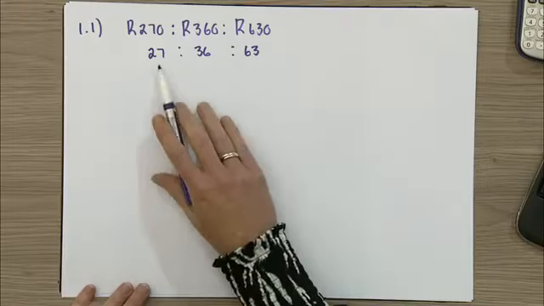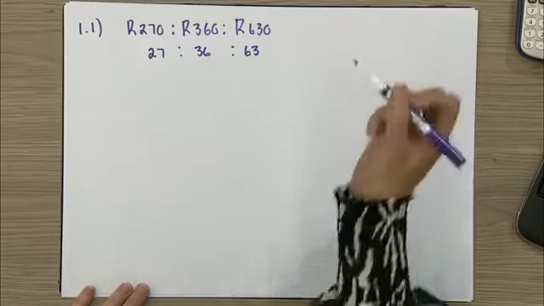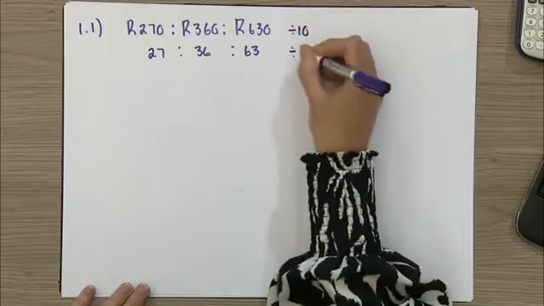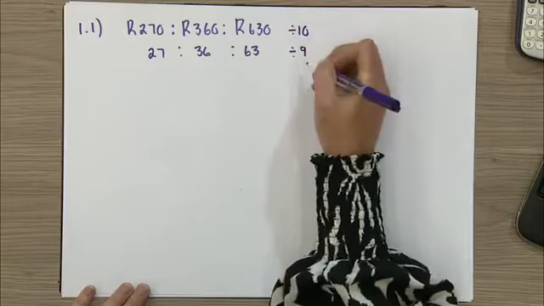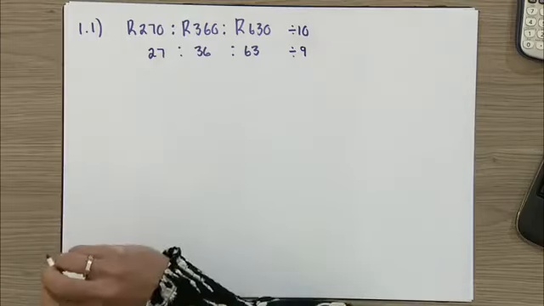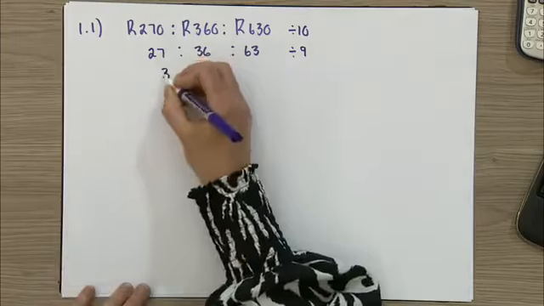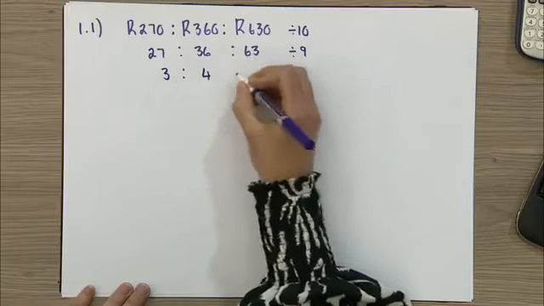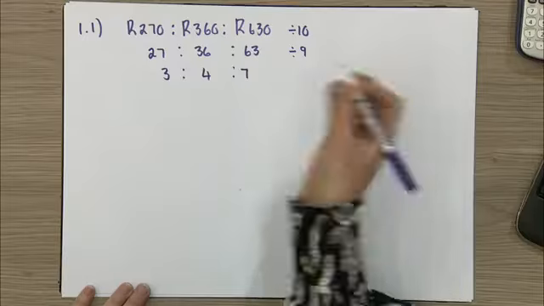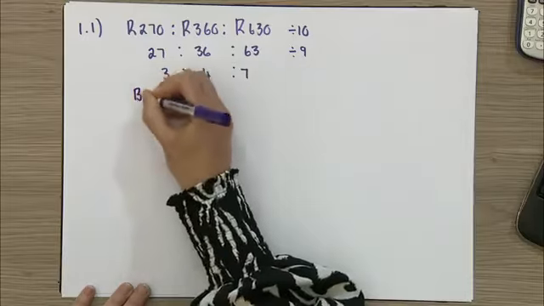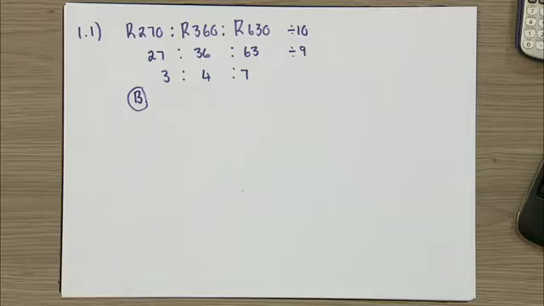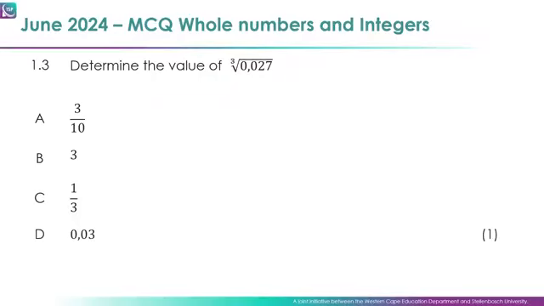So what can go into 27, 36, and 63? I first divided by 10, and now I can divide by 9. Could you have divided by 90 to start off with? Of course you could have. So if I divide by 9, it's 3 to 4 to 7. And let's see, is that answer there? Yes, it is. So our answer is B. Well done, Imtiaz. Let's go on to our next question, question 1.3.